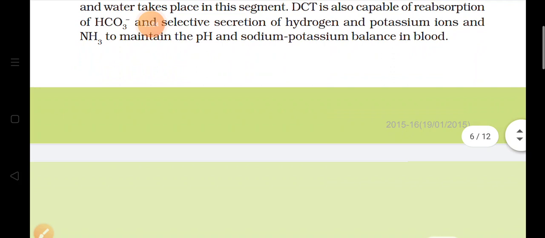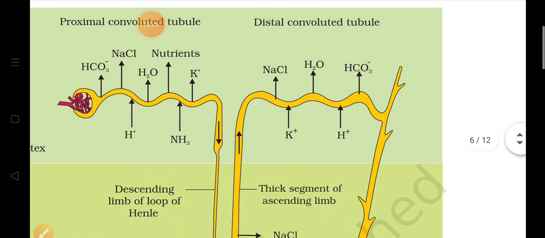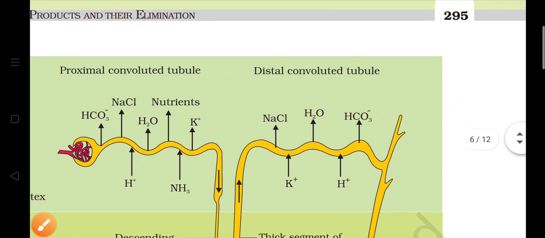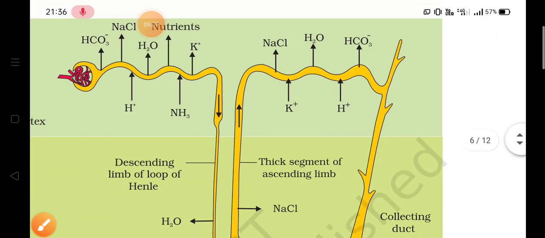Now the next part is the collecting duct, and this is the diagram which is showing the reabsorption and secretion of major substances at different parts of the nephron. This is the structure of a nephron. So this is the proximal convoluted tubule and this is the distal convoluted tubule, and these are the arrows which are showing that these substances are absorbed and these are secreted in the proximal and distal convoluted tubules. Now the next turn is of the collecting duct.